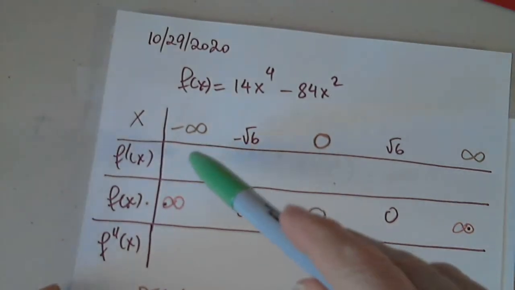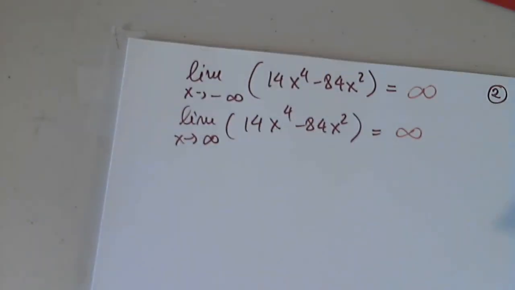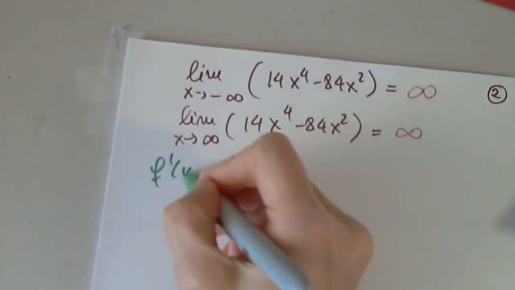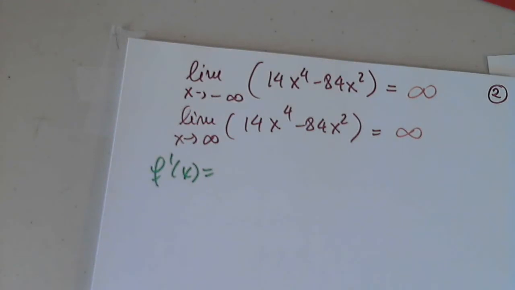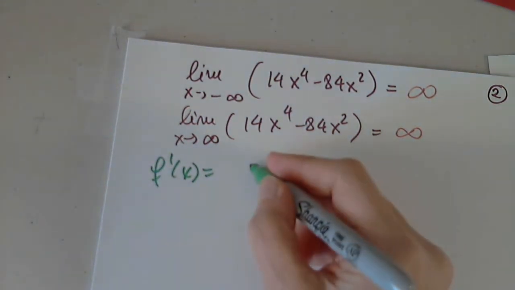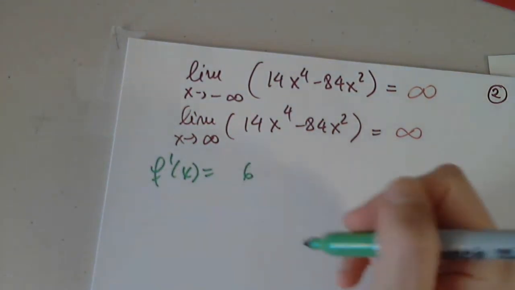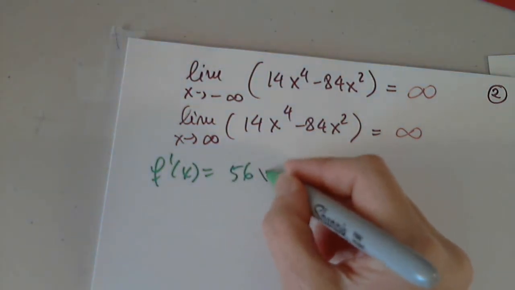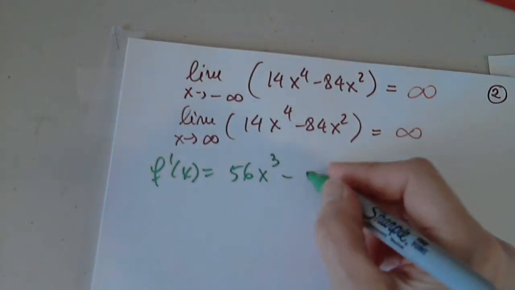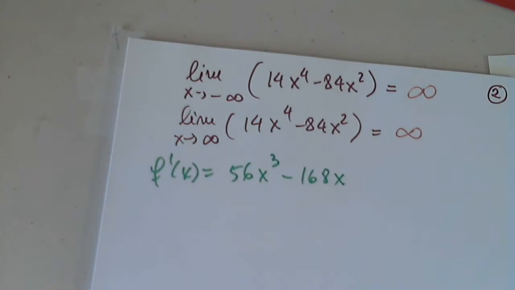Okay, so now I'm going to move on to the first derivative. So f prime of x is 14 times 4, 56x to the third minus, I think it's 168x.